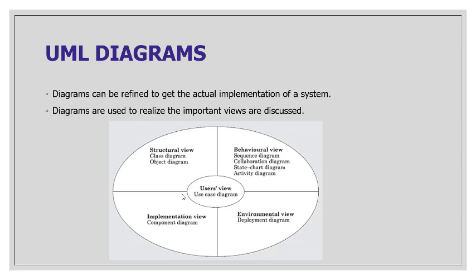The next one is the implementation view. This view captures the important components of the system and their interdependencies. For example, the implementation view might show the GUI part, the middleware, and the database part as the different parts, and also would capture their interdependence.